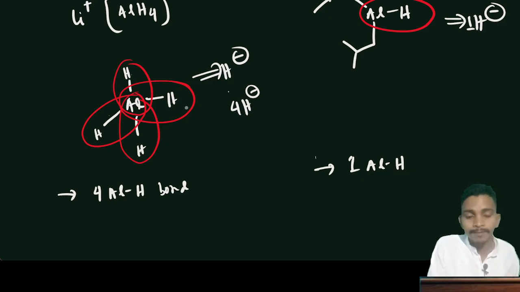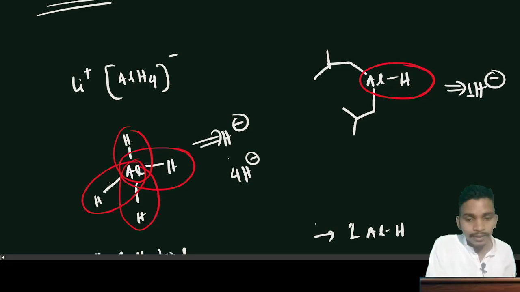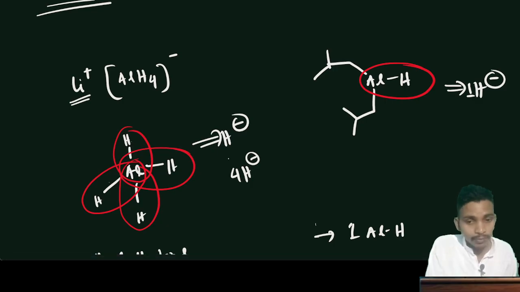The next differentiation is that lithium aluminum hydride is a Lewis acid, because it is an electron deficient group, with Li plus, a metal with plus charge, so this is a Lewis acid.